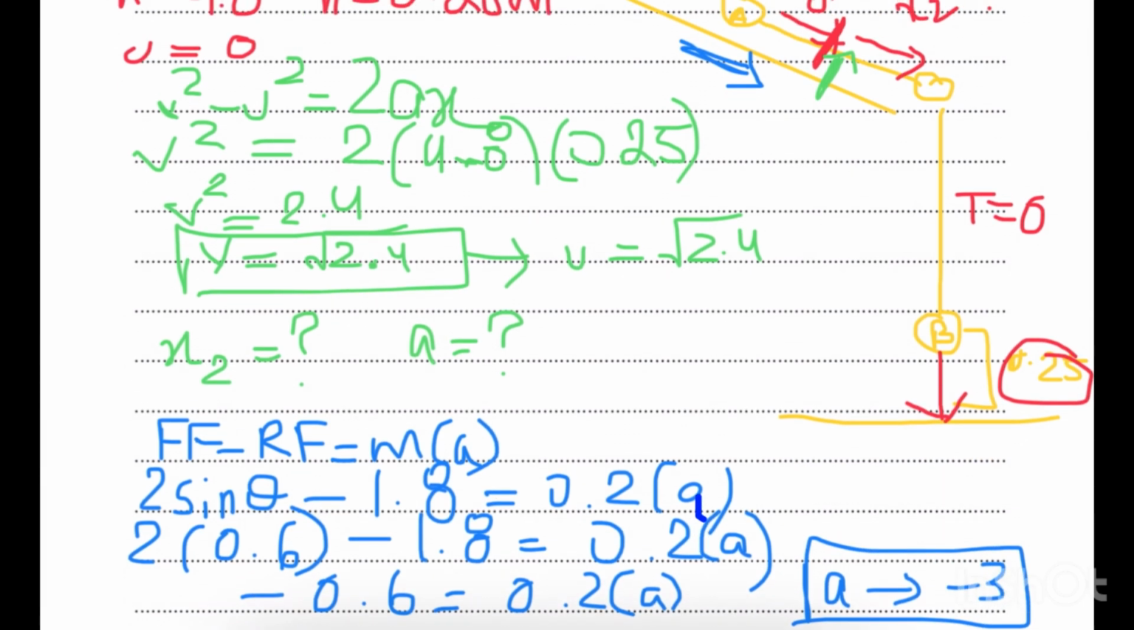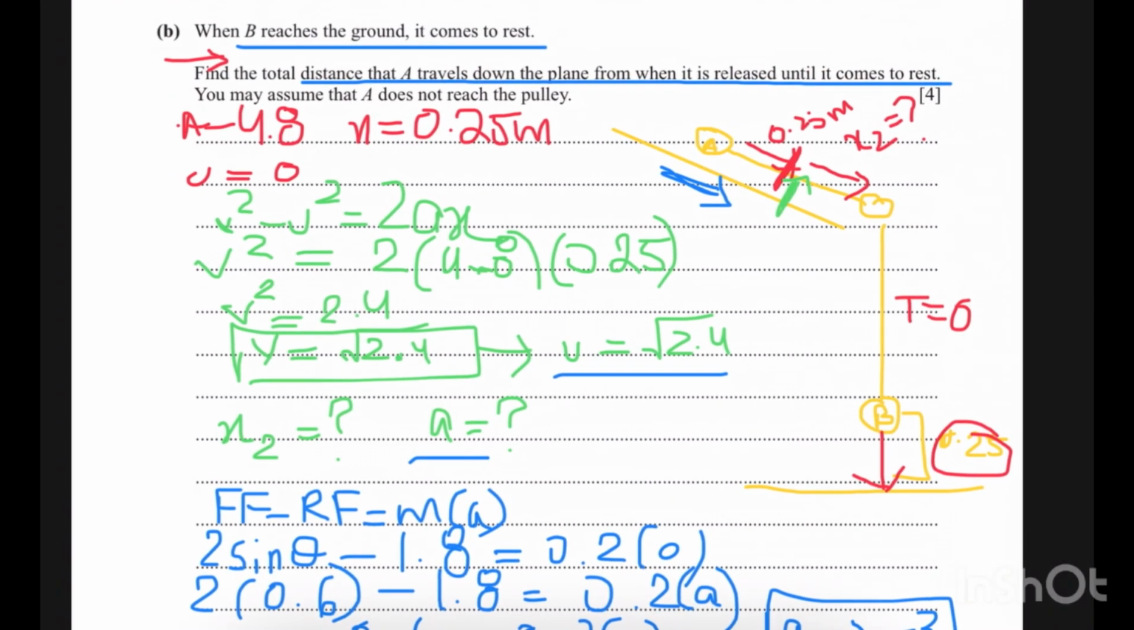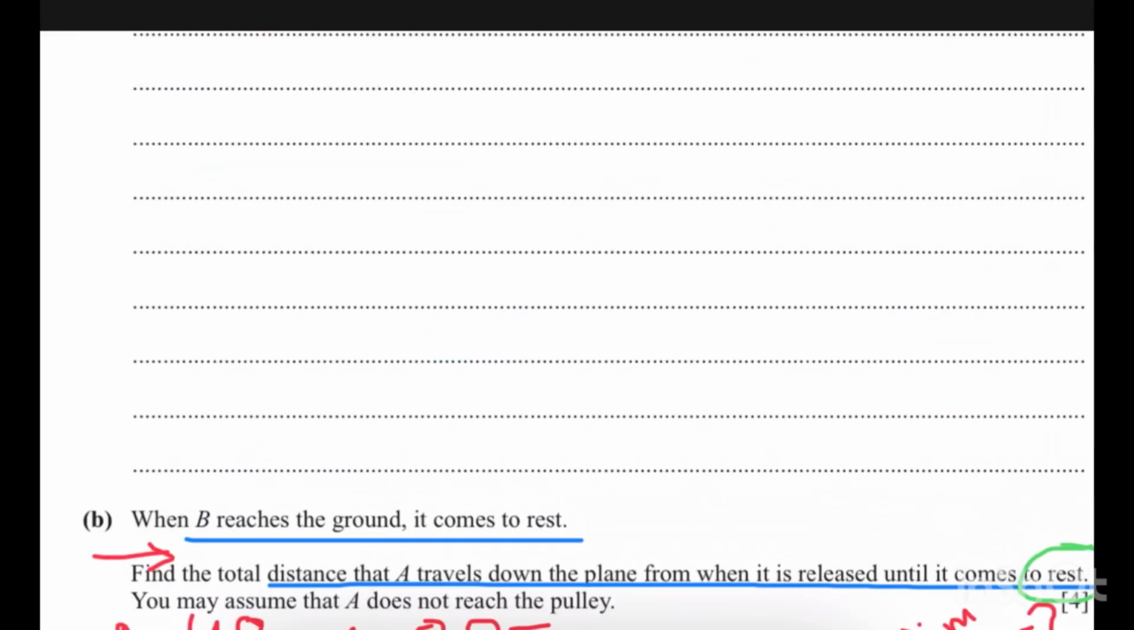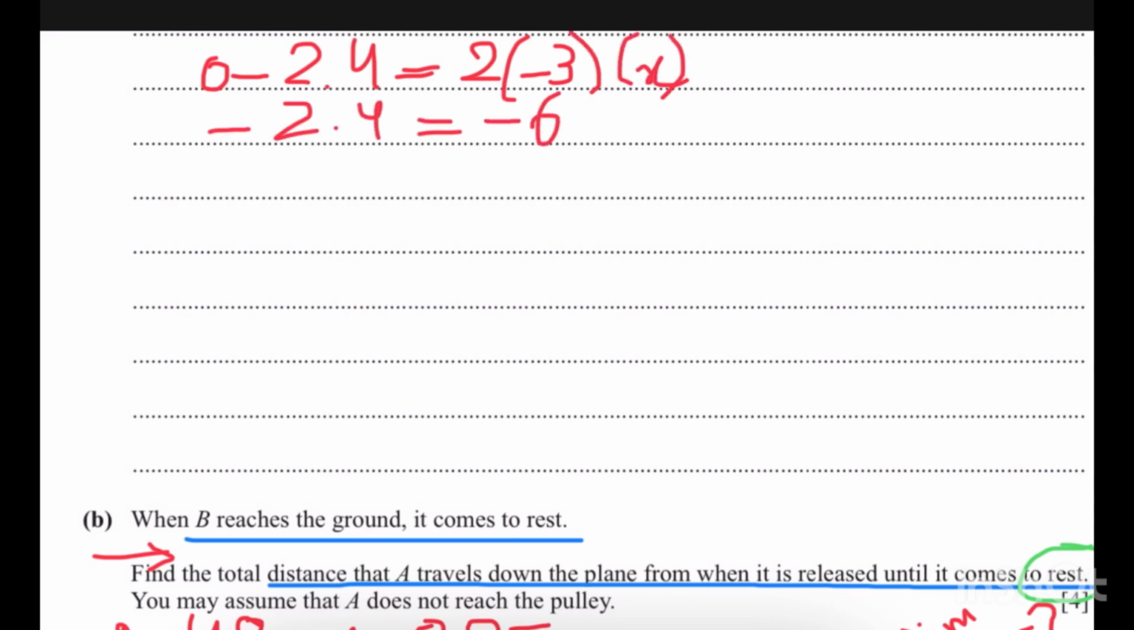So now we have the initial speed and the acceleration, and we know that the final speed will be 0 because they're saying that A needs to come to rest. So when it is at rest, the final speed equals 0. Again we're going to use the same formula. So v squared is 0 and u squared is 2.4, which equals 2 times minus 3 times x. This becomes negative 2.4 equals minus 6x, where x is equal to 0.4.